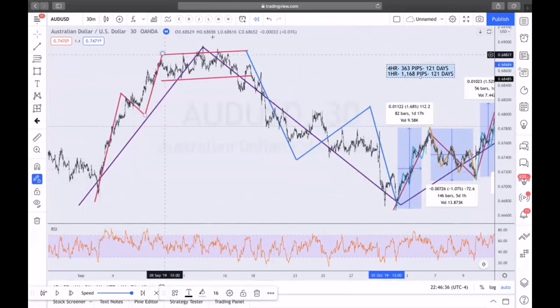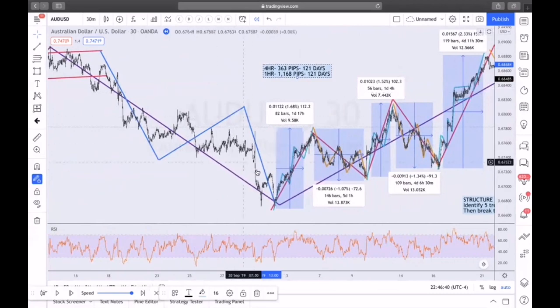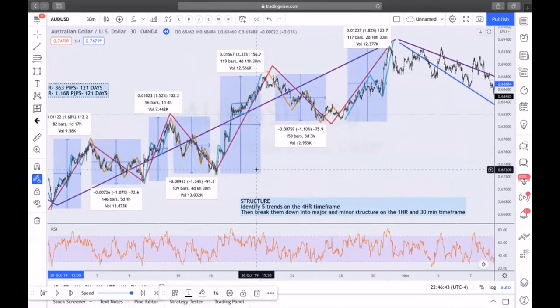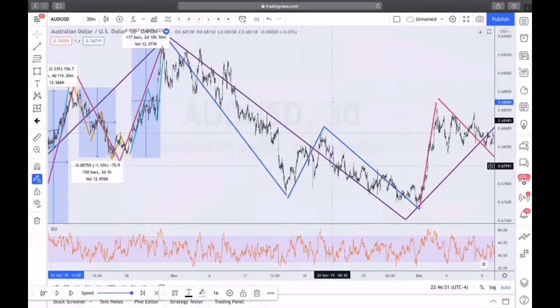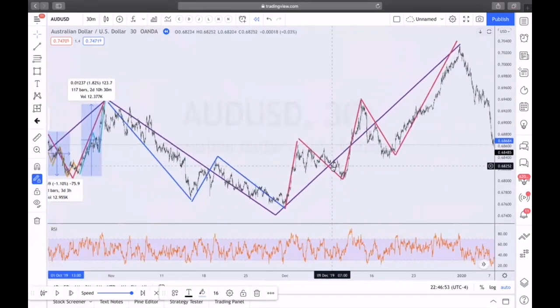So remember, this was our first 1 hour trend, which is the pink uptrend. The blue downtrend is the second 1 hour trend. The third uptrend, which is the one we just broke down in 30-minute structure, is the third 1 hour trend. The fourth 1 hour trend is this blue downtrend, and the fifth 1 hour trend is this pink uptrend again, right?